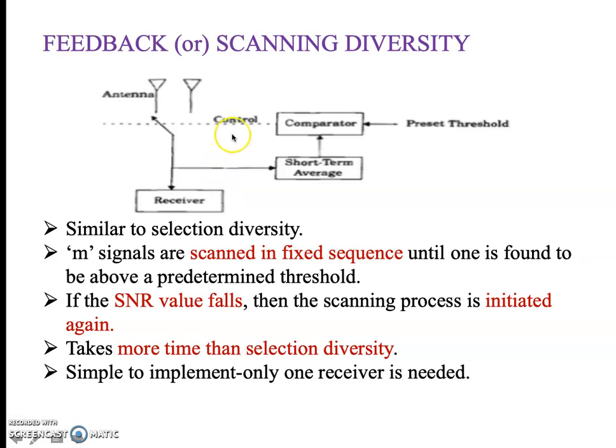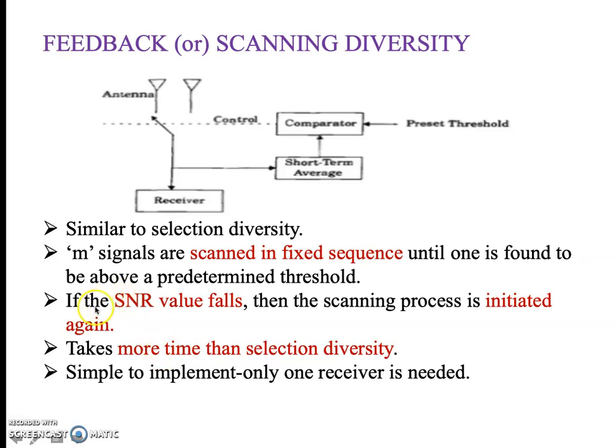So let's go to the block diagram. It consists of a comparator. This comparator has a preset threshold SNR. So this comparator will compare this threshold SNR with the received signal SNR value. Whenever the received signal SNR value is greater than the threshold, then that signal will be chosen. So this is the feedback or scanning diversity.